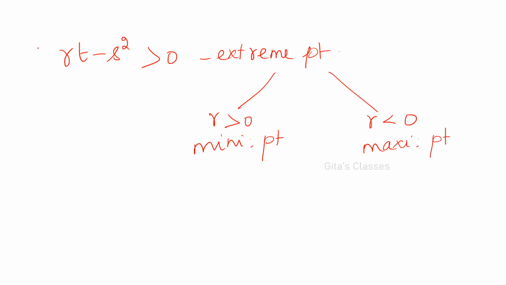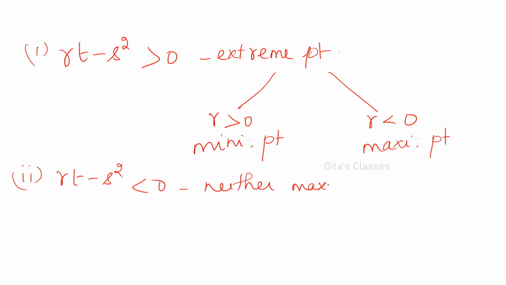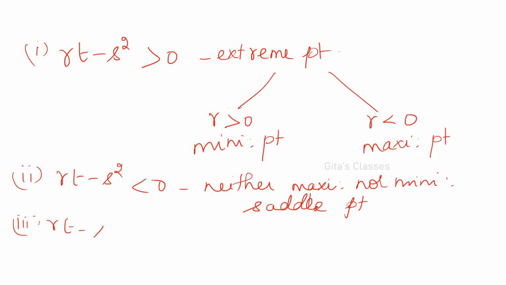This is the first condition. The second one: if RT minus S squared is less than 0, then it is neither maximum nor minimum. That is also called a saddle point. The third one is RT minus S squared equal to 0. If RT minus S squared is equal to 0, we cannot decide about the nature of the point. Further investigation is required for deciding the nature of the point.